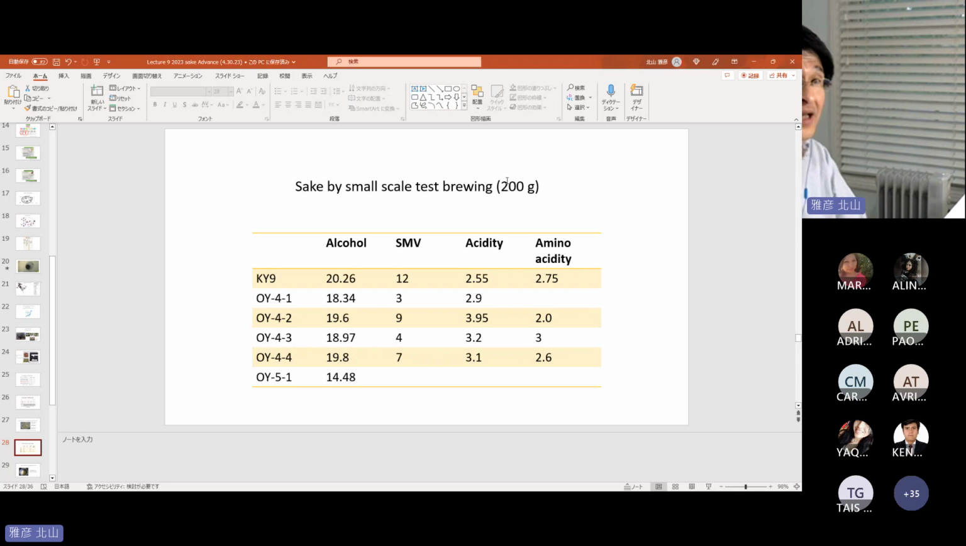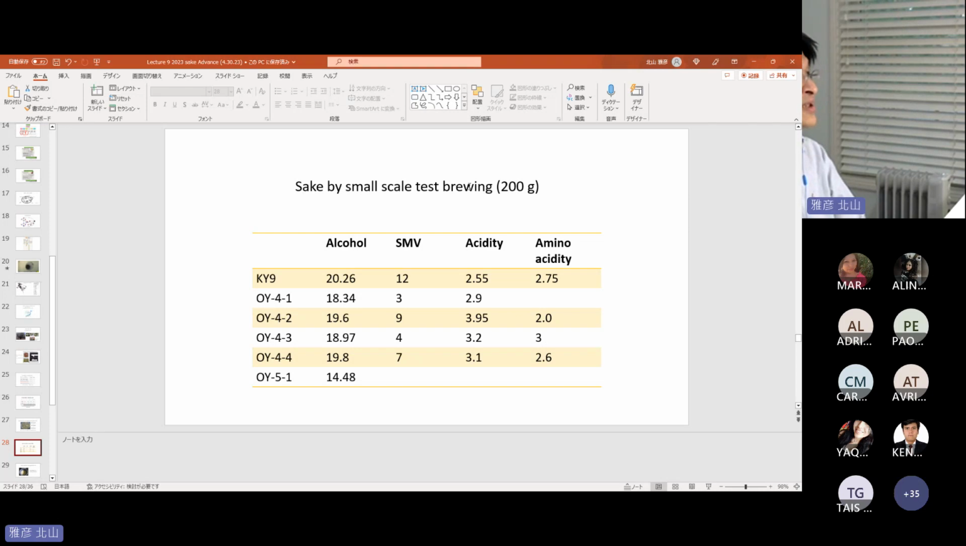So these are the 4 major ingredients to make sake: rice, koji, yeast, and water. We can just mix these 4 ingredients in a medium bottle of 500 milliliters or 1 liter. And they evaluated the product and alcohol level using the control number 9 strain, which produced more than 20% alcohol.